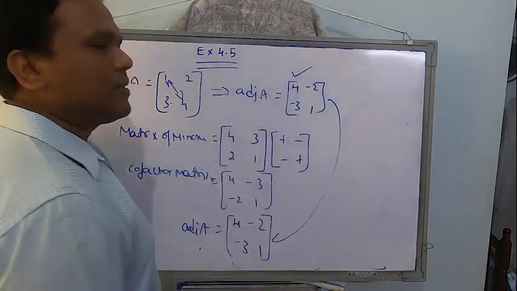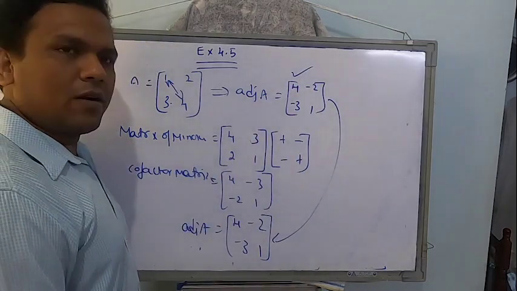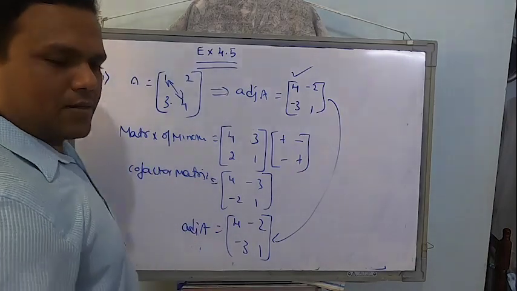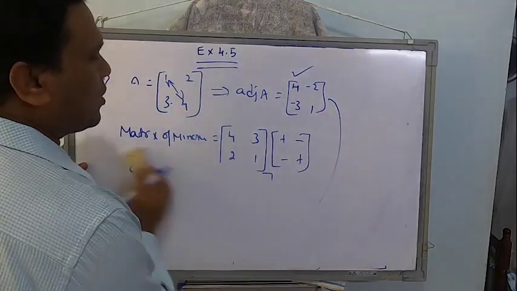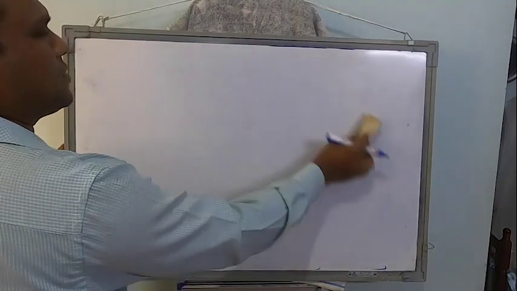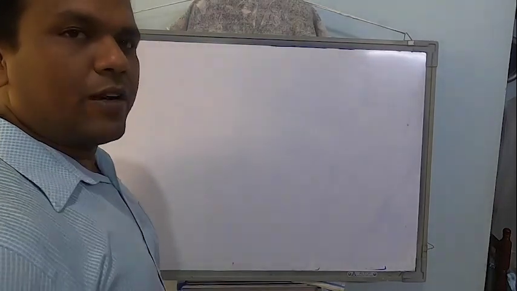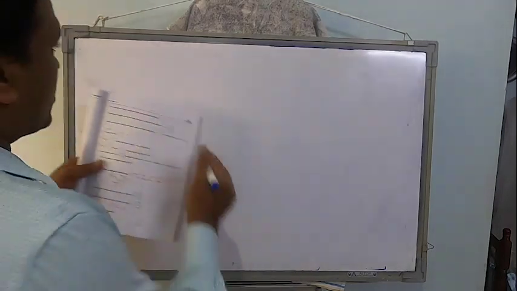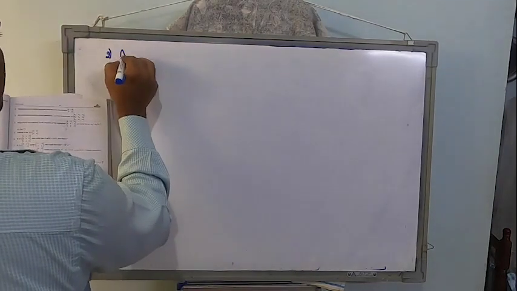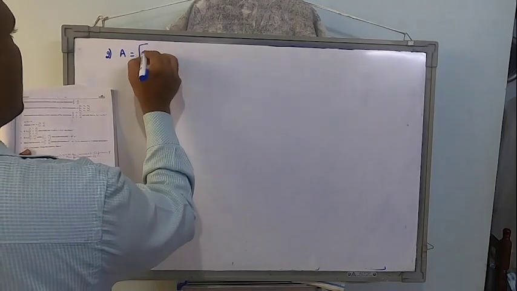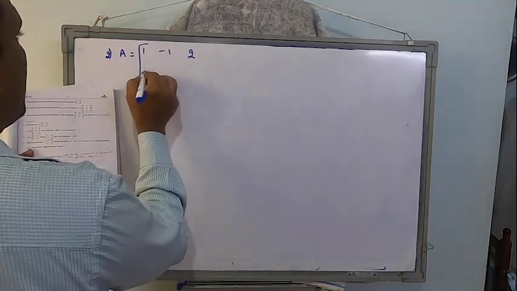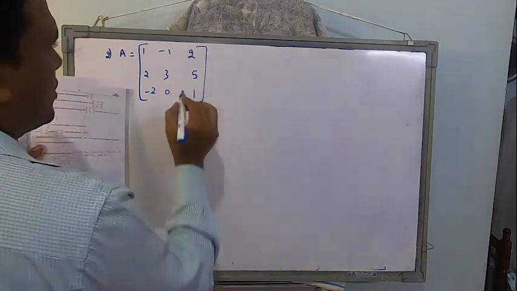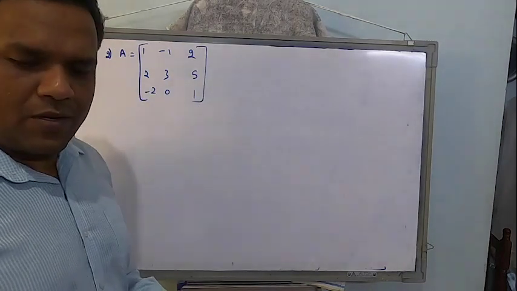But for a 2 cross 2, I will suggest you go for an adjoint of 2 cross 2 directly by using the shortcut method. You will get the marks. Now, for a 3 cross 3, I will not suggest a shortcut. So we have to find out the minors and then construct the cofactors. Clear? So the second problem, to find adjoint, it is given as 1, minus 1, 2, 2, 3, 5, minus 2, 0, 1. For this we have to find out the adjoint.